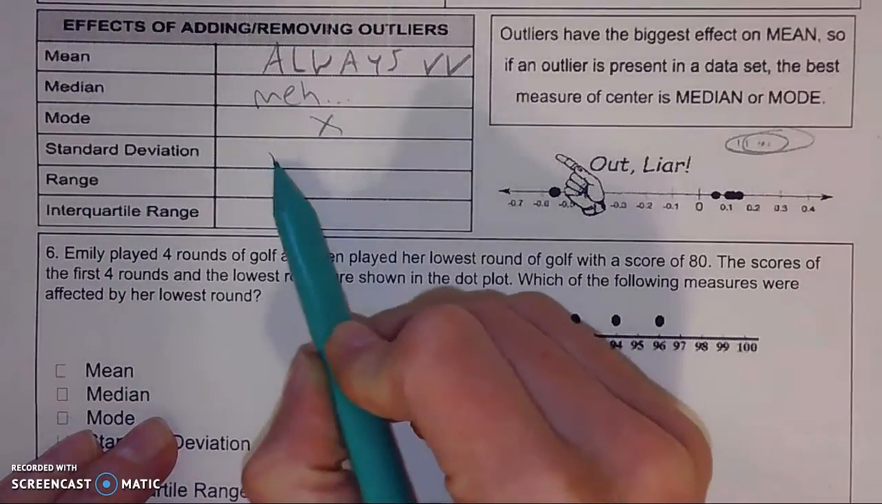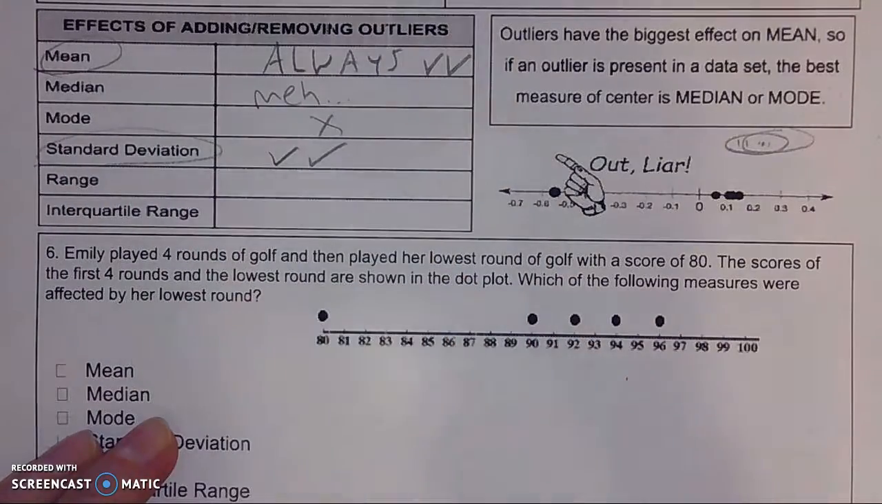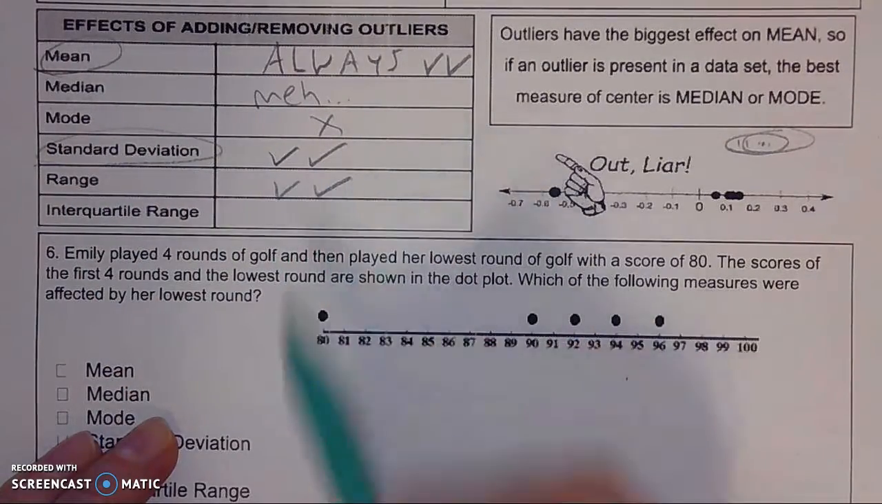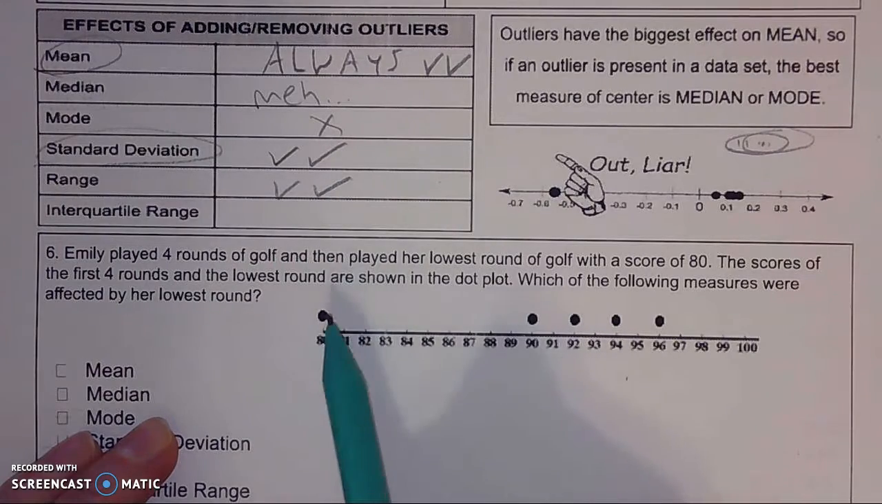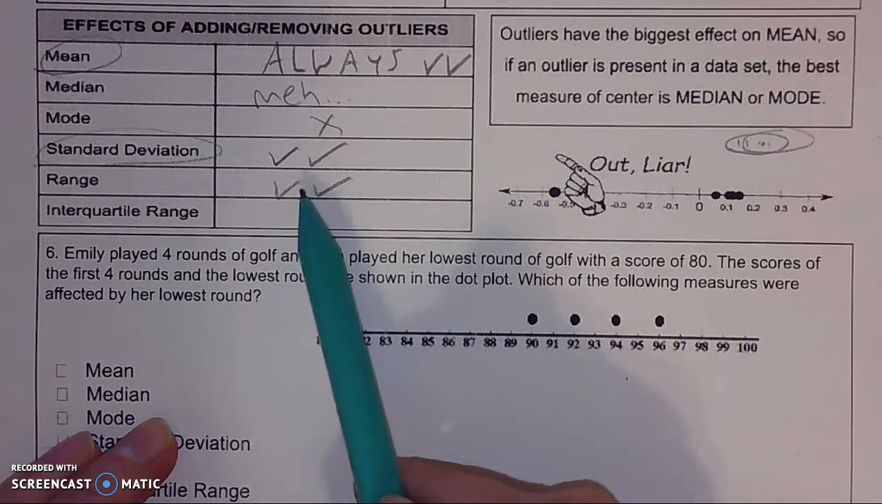Standard deviation always changes. It's going to change by a lot. Standard deviation and mean are attached at the hip. They will always change together. The range should change by a lot. If you're adding an outlier, you're adding an extreme low value or an extreme high value, so you should always change your range.